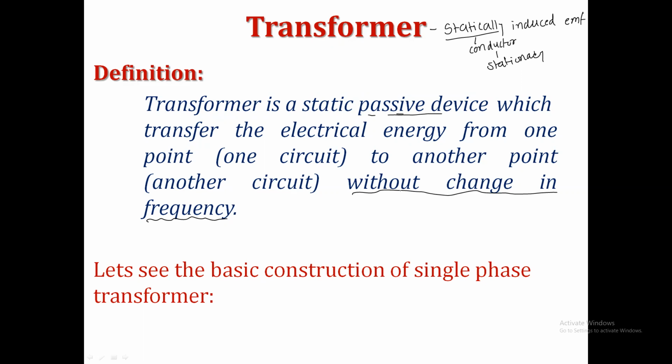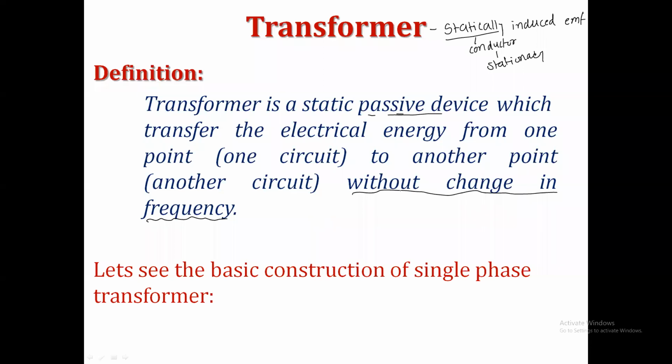And it is also called a static device. Why? Because all the components of a transformer are fixed, stationary, not rotating, not vibrating. That's why the transformer is an example of statically induced EMF. Is the definition clear? Once again, try to read this definition very carefully. The transformer is a static passive device which transfers the electrical energy from one point or one circuit to another point or another circuit without change in its frequency.